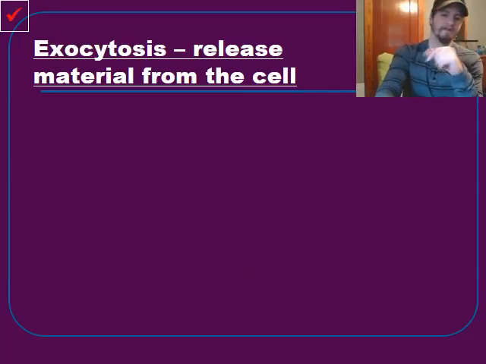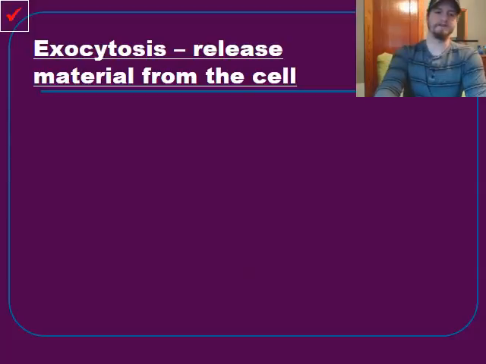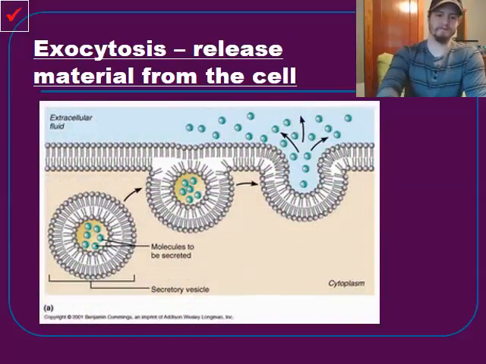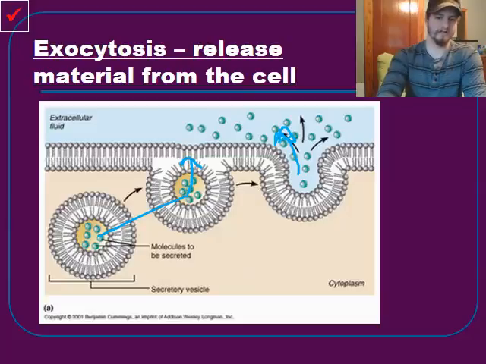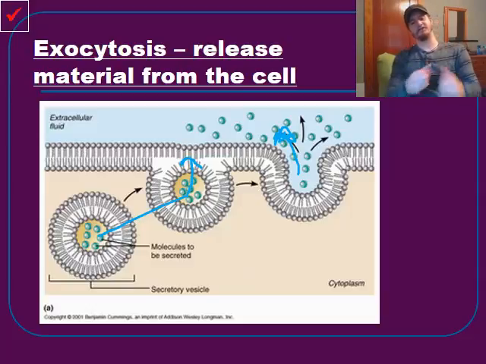The second type is exocytosis. So if endo was to bring in, exo is releasing material from the cell. So same thing as with endocytosis, but in reverse. The vesicle is going to join with the cell membrane and actually release. So the phospholipids of the vesicle will become part of the cell membrane once again, and then they will release their contents out into the extracellular fluid. So endo means bringing in, exo means releasing.